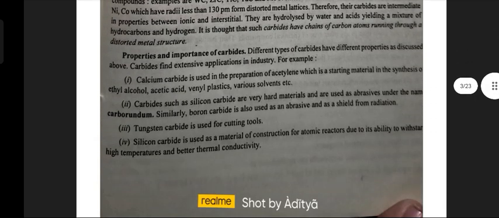The property and importance of the carbide. Different types of carbide have different properties as discussed above. Carbides find extensive application in industries. For example, calcium carbide is used in the preparation of acetylene, which is a starting material in the synthesis of ethyl alcohol, acetic acid, vinyl plastics, and various solvents.